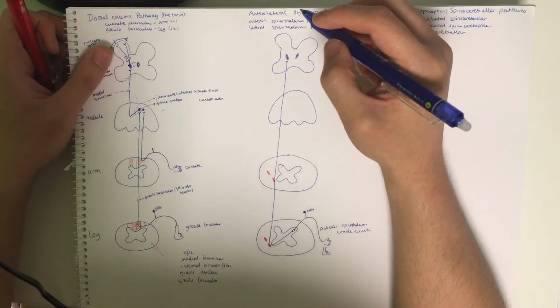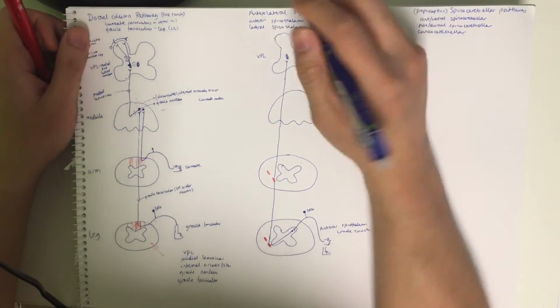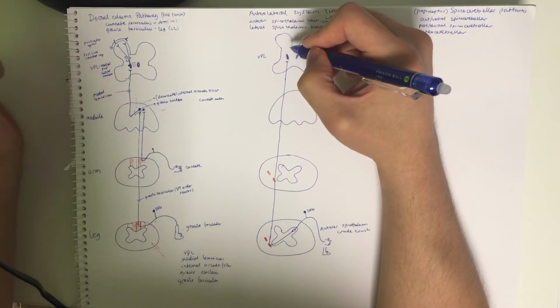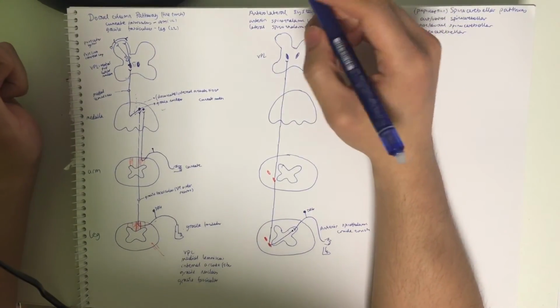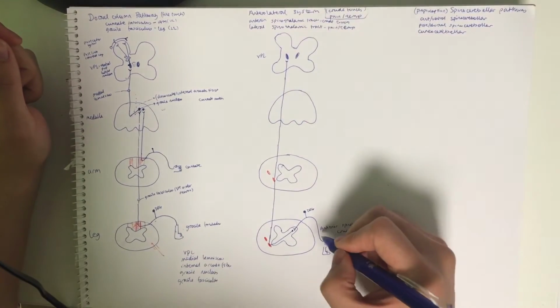Once it synapses at the thalamus, at what nucleus? The VPL again. All of these are going to be the VPL. You'll come across another one called VPM, but that's something else, and I'm going to talk about that later in another video. Okay, so what was I saying?